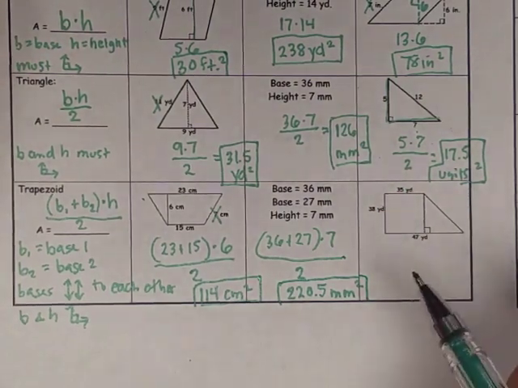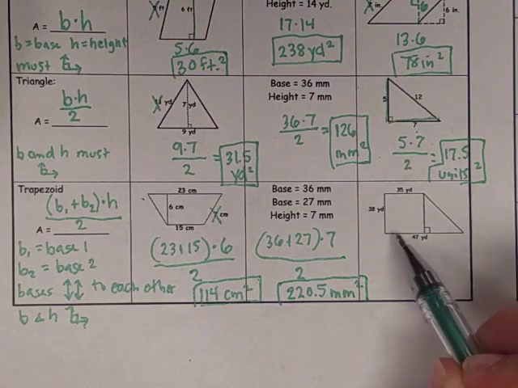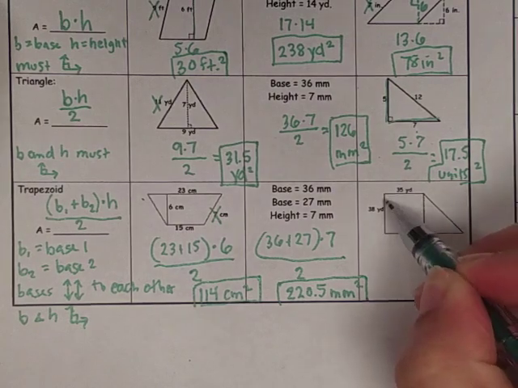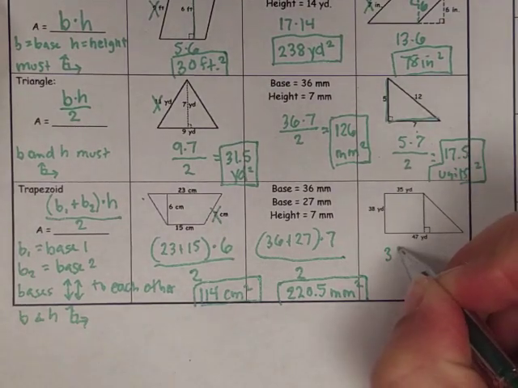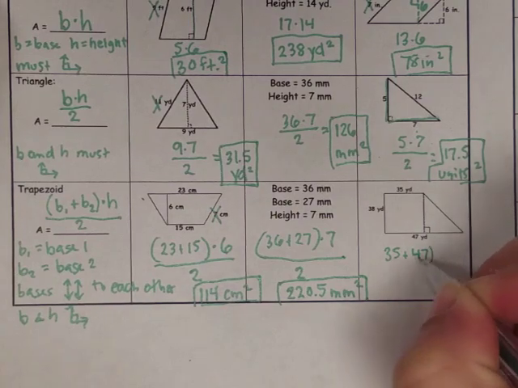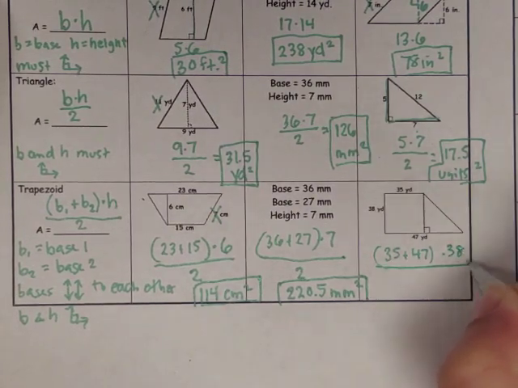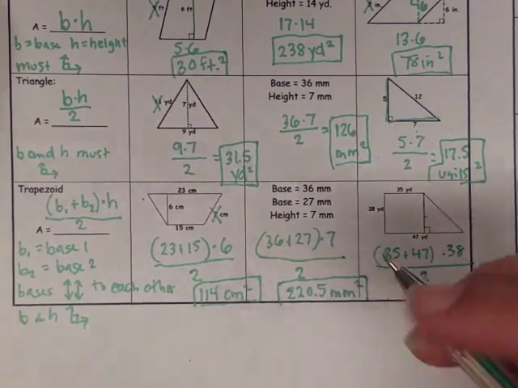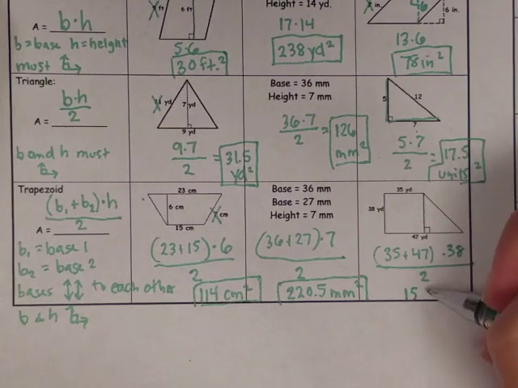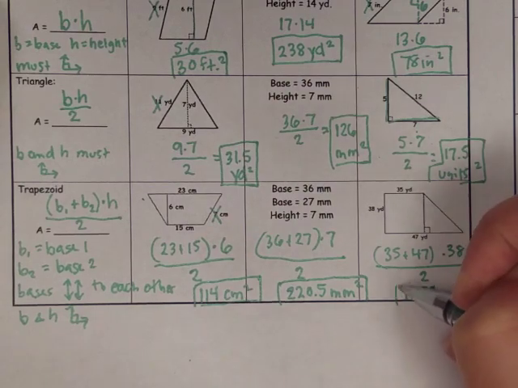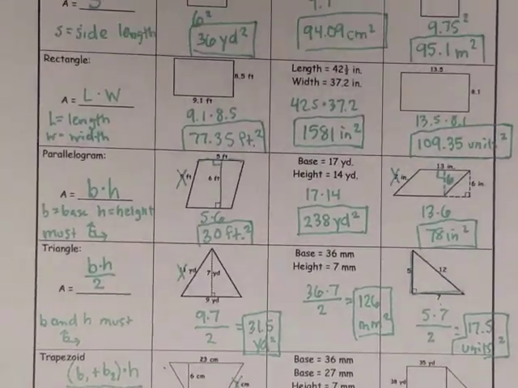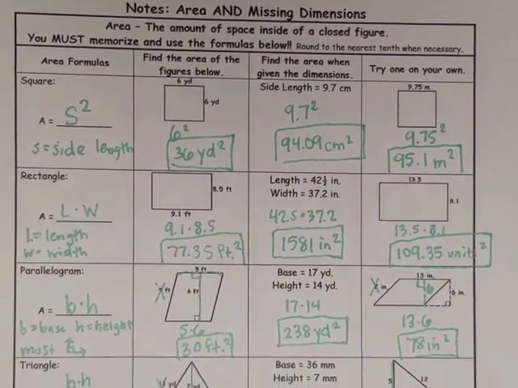All right, and then my last shape is a trapezoid. It looks like it's a rectangle with a triangle attached to it. So we're going to treat this as a trapezoid because I've got my base 1, my base 2, and my height. So 35 plus 47, all of that times 38, and then divide that by 2. And then once I put all that into my calculator, the final answer that I get is 1,558 yards squared. Okay, so those are all of the 5 shapes that we'll be practicing within the next day.